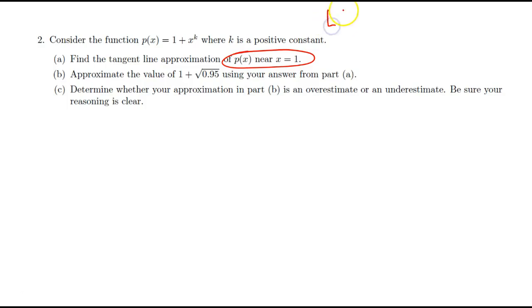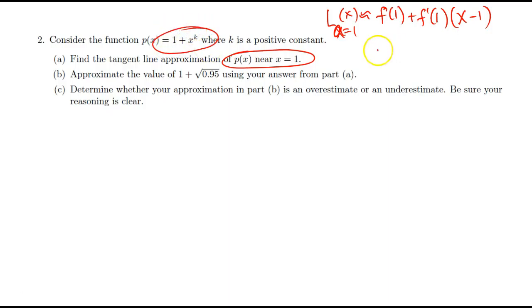So let's recall our tangent line approximation. If we're looking at x equals 1, or really a equals 1 here, it's going to be f of 1 plus f prime of 1 times x minus 1, right? Okay, so what we need is to take this here. If I have p of x equals 1 plus x to the k, where k is a positive constant, then 1 to the k just means that'll be 1. So p of 1, I should say, is 2.